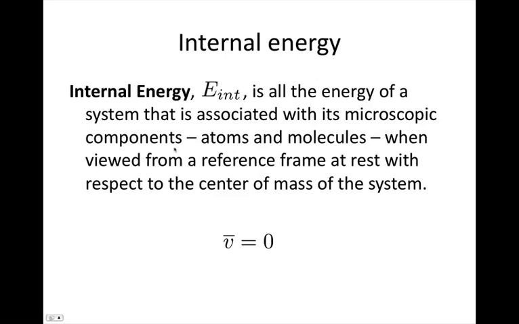So we looked at the internal energy yesterday. This is the total energy that a gas can store. So here's a definition of it. The internal energy, which is usually written as E subscript internal, is all the energy of the system that is associated with its microscopic components, atoms and molecules, when viewed from a reference frame at rest with respect to the centre of mass of the system. So this means that the average velocity is 0. We actually made that assumption in kinetic theory yesterday when we said that we were going to assume that it was moving randomly.